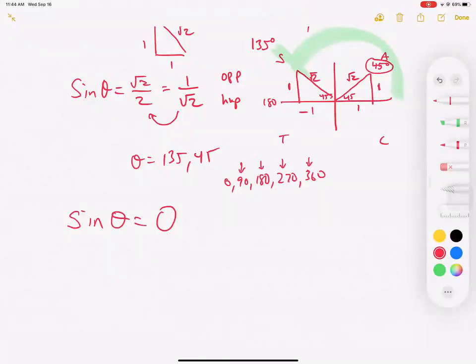So 0 over 1, opposite over hypotenuse. Either you remembered what the sine of 0 is, or let's draw it out. Sine is positive in quadrants 1 and 2, so this is kind of a trick question. Opposite is 0, hypotenuse is 1. This is automatically going to be what special triangle? A 0, 1, 1 triangle.